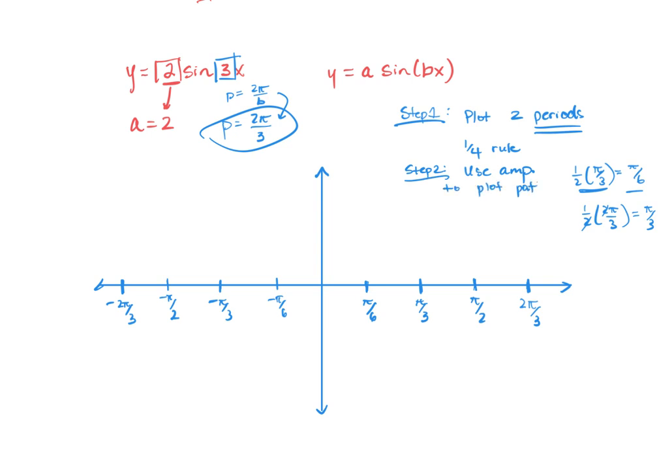Now, we know the pattern for sine and cosine. To plot our pattern, here's what we know. Sine starts in the middle, so we're going to put sine in the middle. But our amplitude is 2, so I'm going to go up 2 and down 2 from the middle.